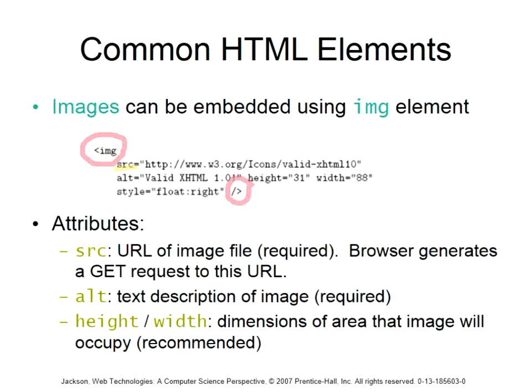The second one is alt. Alt is a text description of the image. We can use also style. We will discuss this attribute when we go to the chapter of CSS. So let's get an example. Also, we can use height and width for dimension of the area that image will occupy.